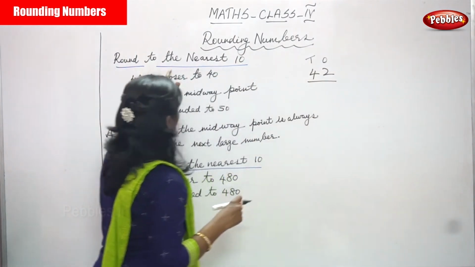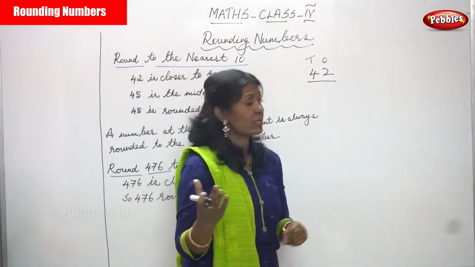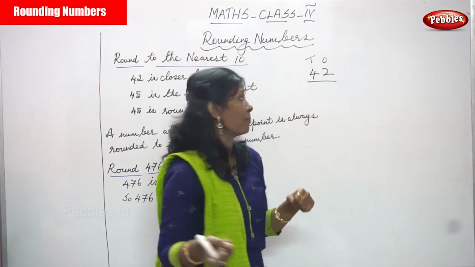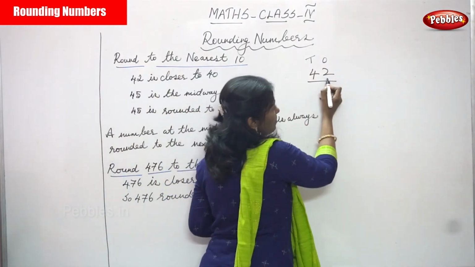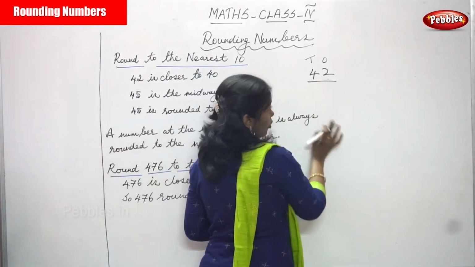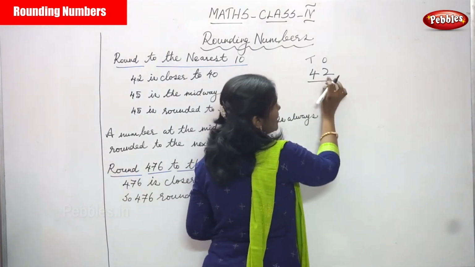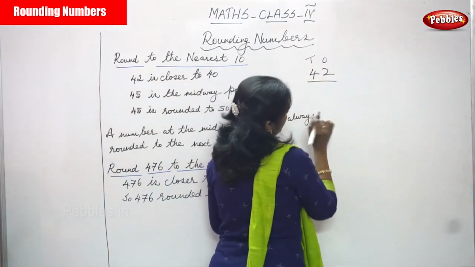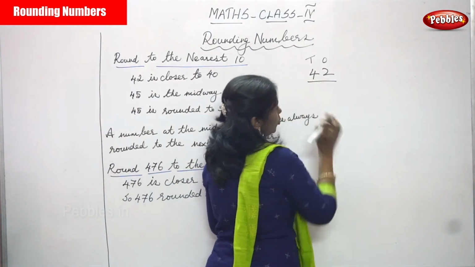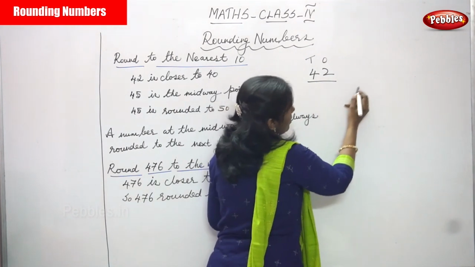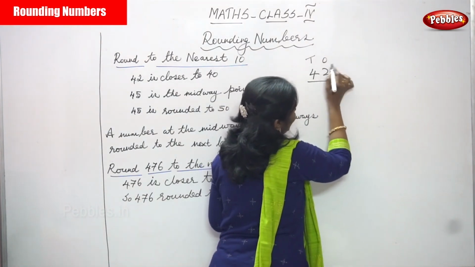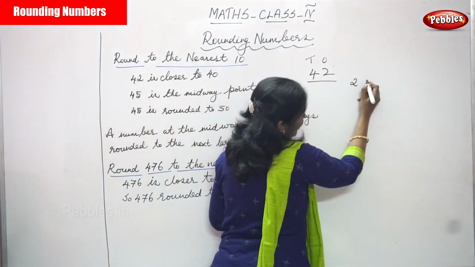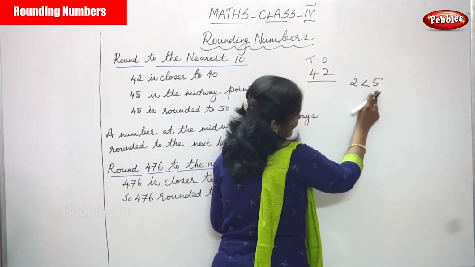So round to the nearest 10. What is the nearest 10? You have to find it out and do this sum. So 42: this is ones place 2 and tens place 4. Look at the number 42. Ones place 2 and tens place 4. So 4 tens and 2 ones. Generally we go to the ones place and look at the number 2. So 2 is less than 5.